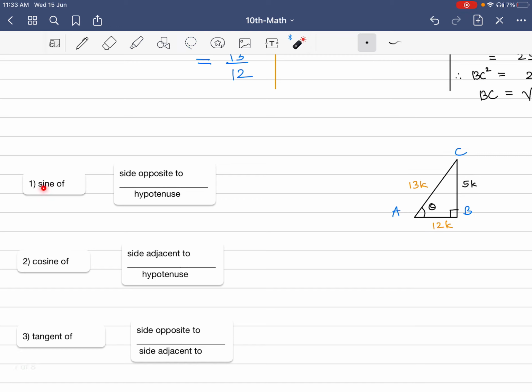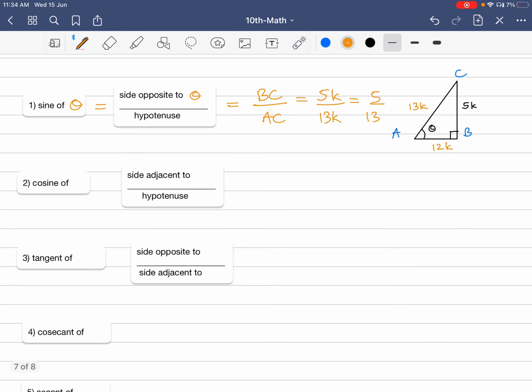Okay, we are going to start with sine. Now the angle is very important. So the angle is theta. Okay, so remember that the angle is theta. So let's start with sine of theta. Now sine of theta is equal to side opposite to theta, the whole divided by hypotenuse. And now in this triangle, what is the side opposite to theta? BC. So let's make a note of that. BC divided by hypotenuse is AC. But what is BC? It is 5k divided by 13k, and that is equal to 5 by 13. So that becomes our sine of theta.